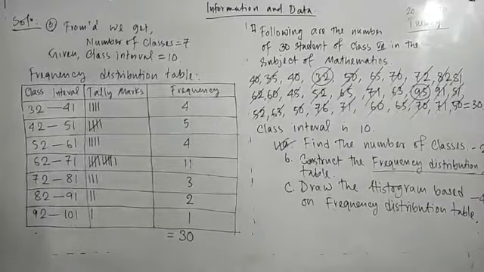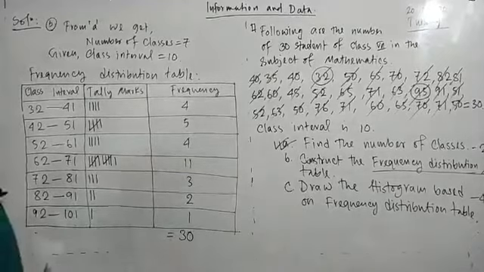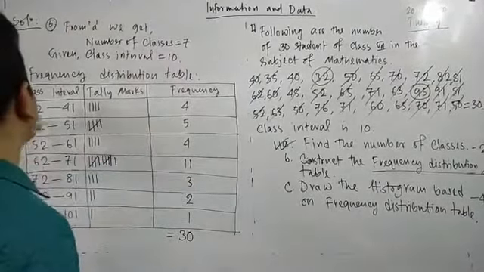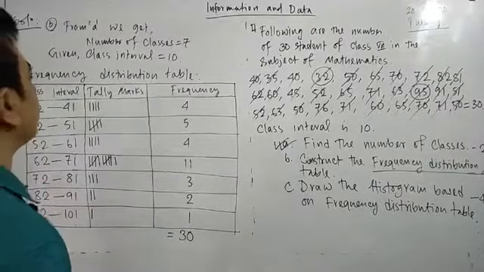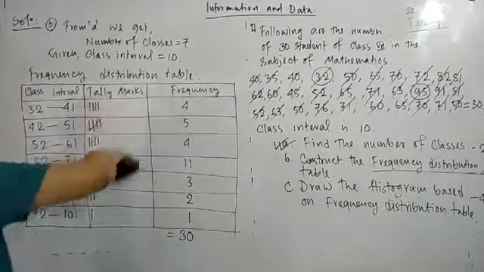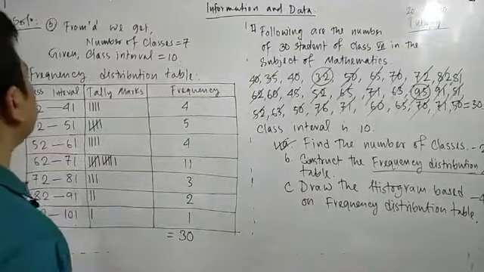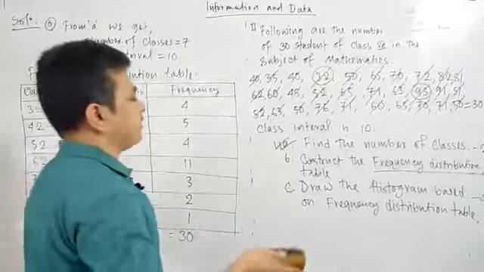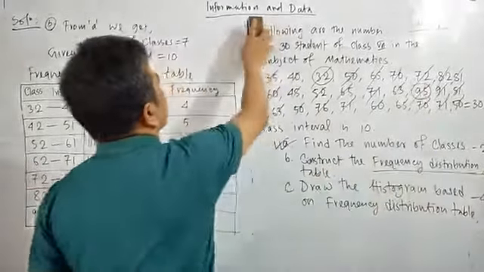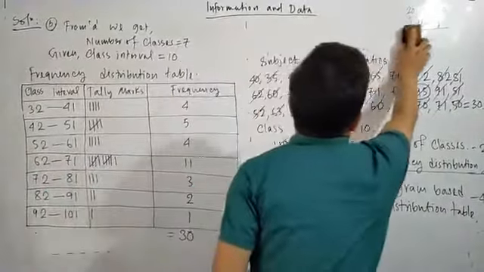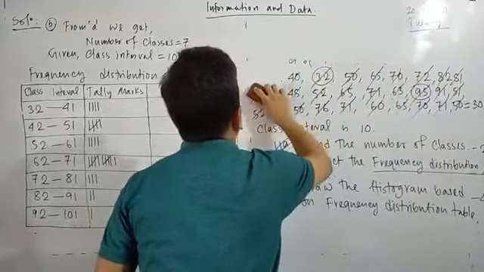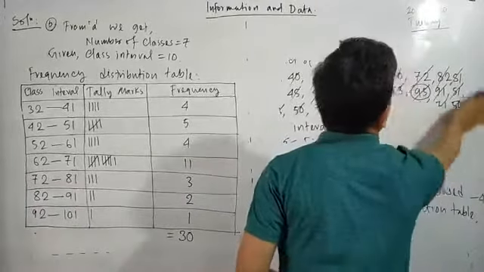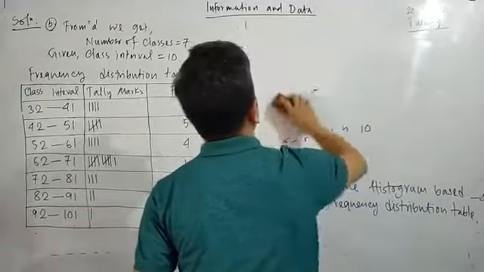The first thing is that we have to rewrite this table, because we need to make this class interval into a continuous class interval. We don't need tally marks here in number C, so I'm erasing this part up to B. We need only C, so I think all of you already know.